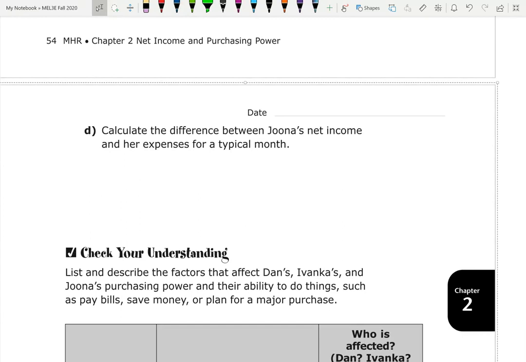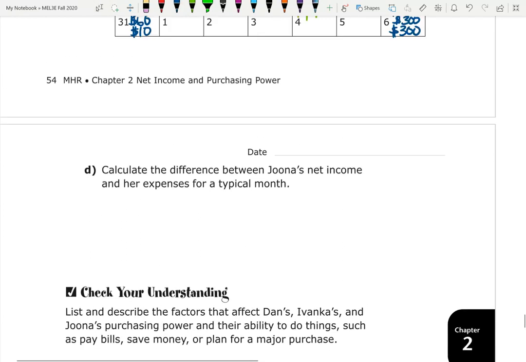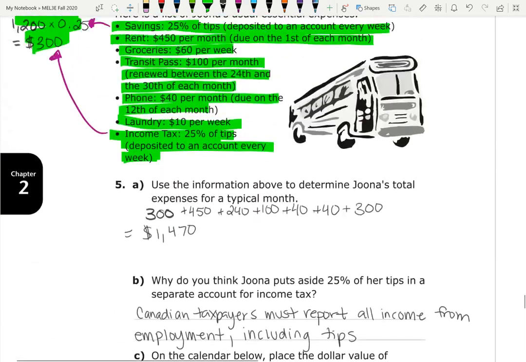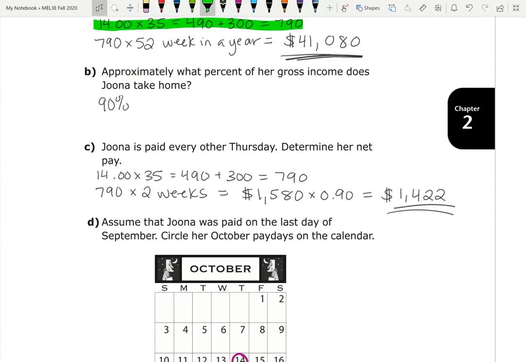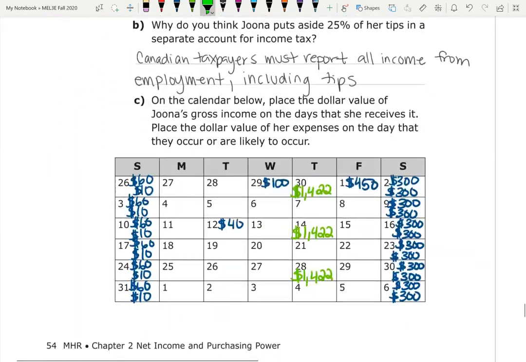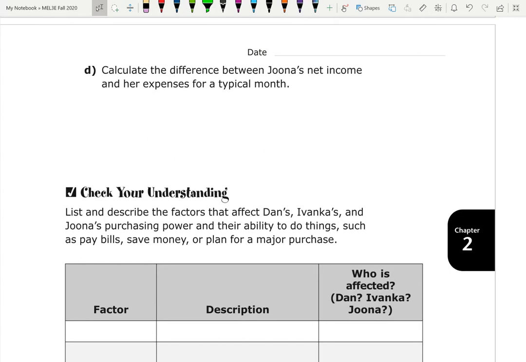Okay, calculate the difference between Juna's net income and her expenses for a typical month. So I'm going to go back for a second. Remember, this is her net income for one pay period. She gets paid every second week. So there are 4 weeks in a typical month. So I'm going to multiply her net income times 2 payments in 1 month. So that's $2,800 of monthly net income.